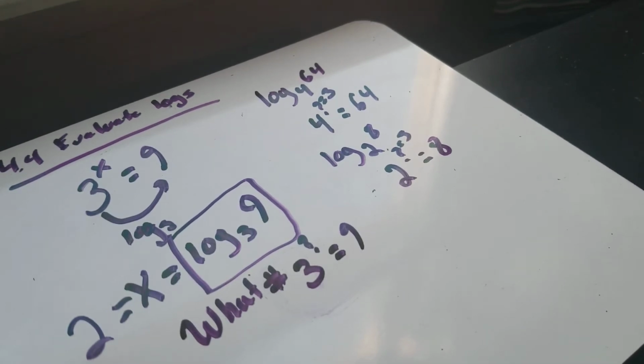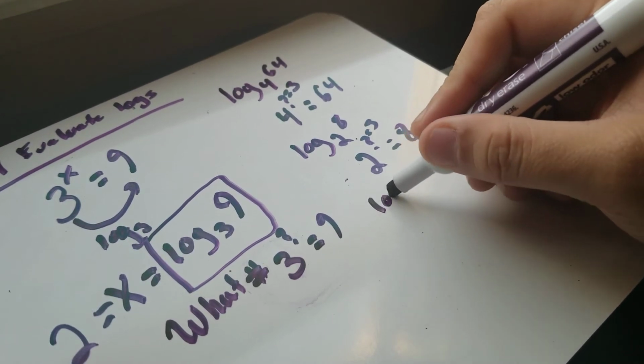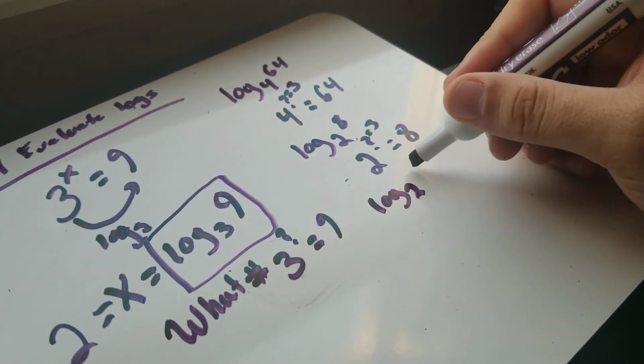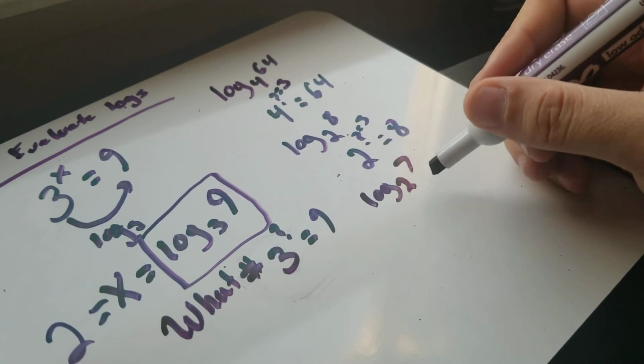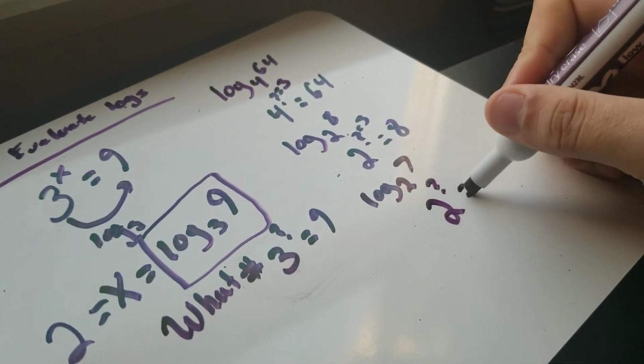Now, there are some situations like, let's do this one. Log base 2, let's say, of 7. So I'm going to rewrite that as an exponent. 2 to the question mark equals 7.